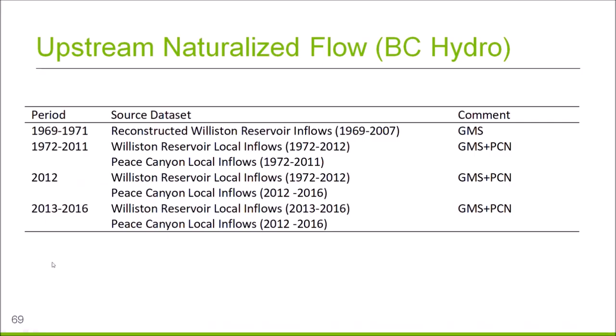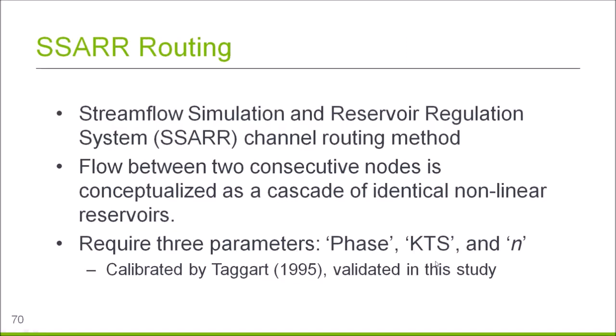So this is a listing of how we receive information. I told you about the upstream naturalized flow. We received this information from BC Hydro, and this is a list of the different periods for which they provide that information. We use a hydrologic routing model called SSARR, the Streamflow Synthesis and Reservoir Regulation system. And basically, it needs 3 different parameters to calibrate the model.